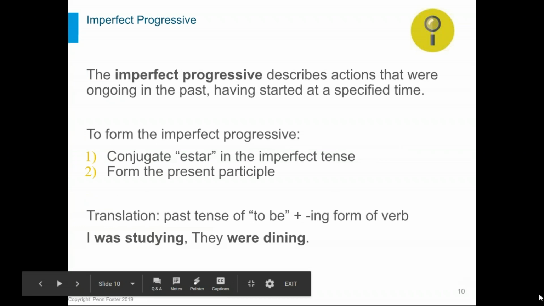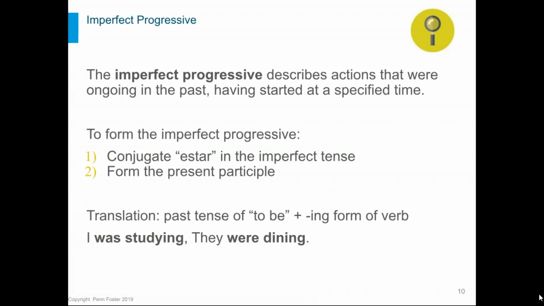As we transition, we're going to move on to the second progressive tense, known as the imperfect progressive. As you can see here, it's one that describes actions that were ongoing in the past, having started at a specified time. So we're no longer talking about something that's going on right now, but something that was happening at some point in the past.